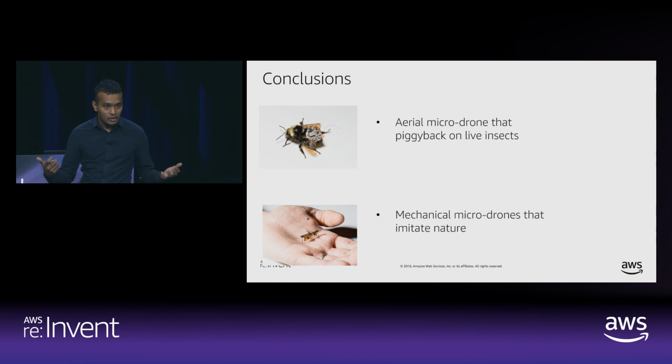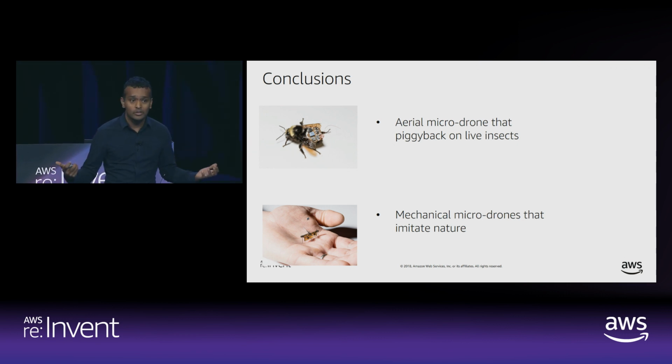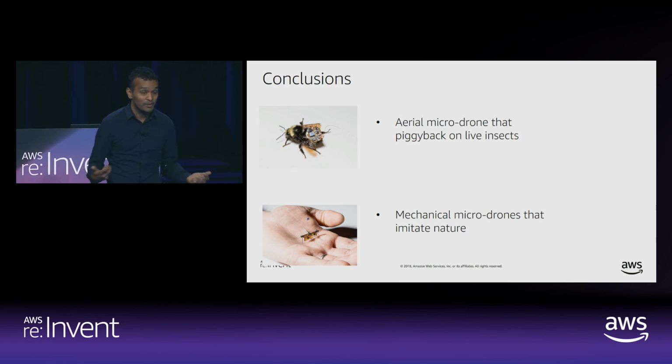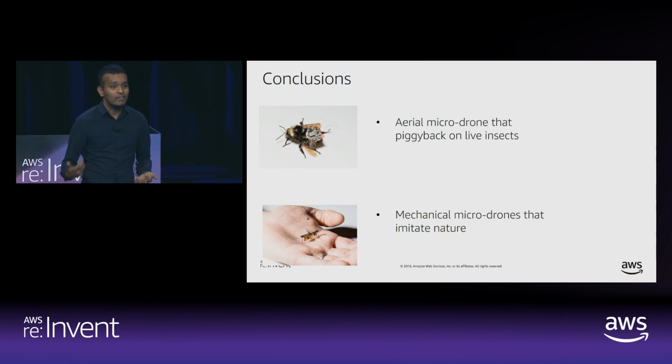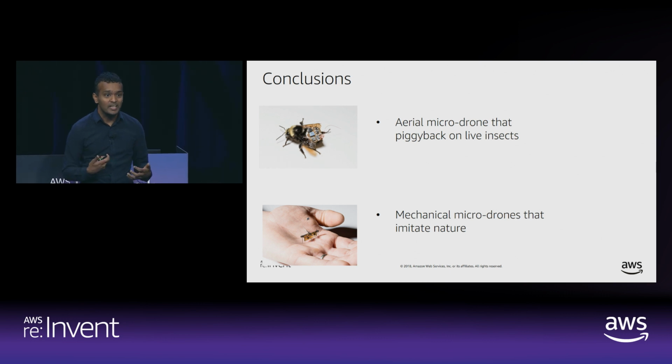So what I believe, to conclude, is that we are entering the golden age of micro-drones and bio-robotics. And I think if you combine them with machine learning techniques, you can really transform multiple fields.